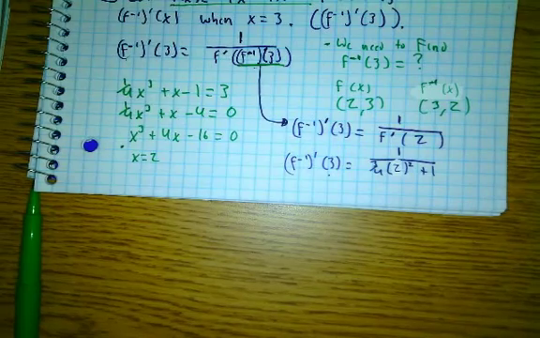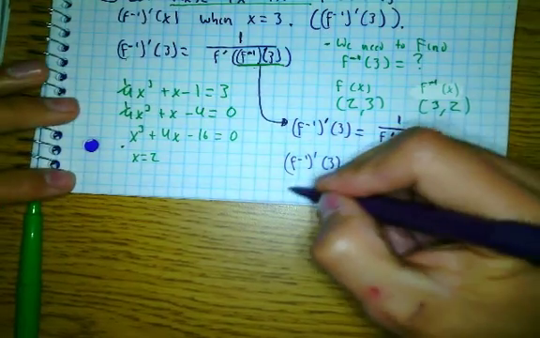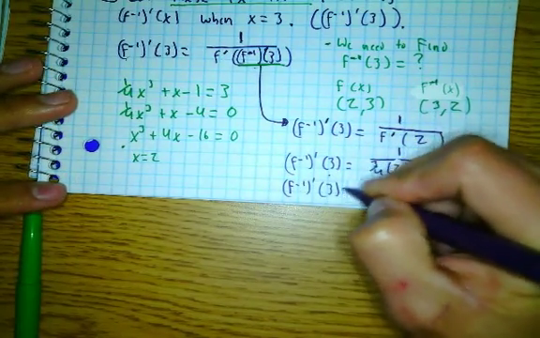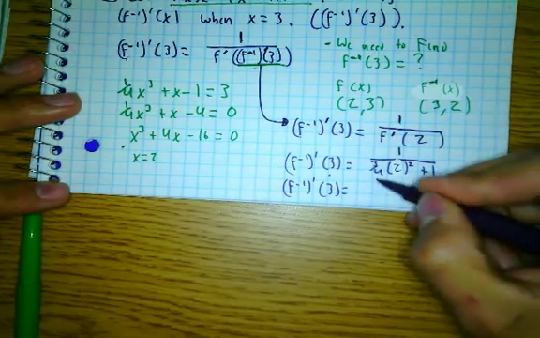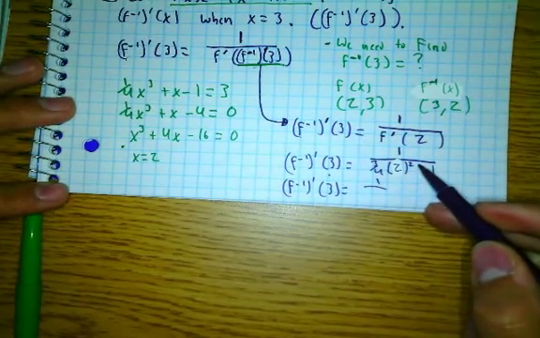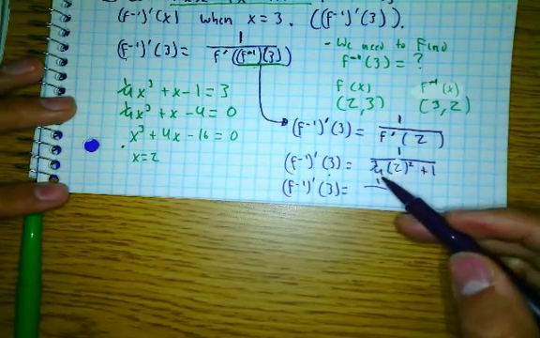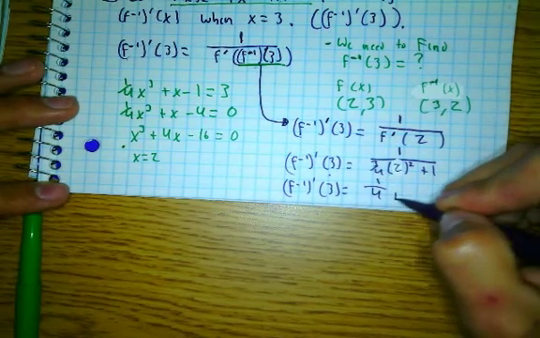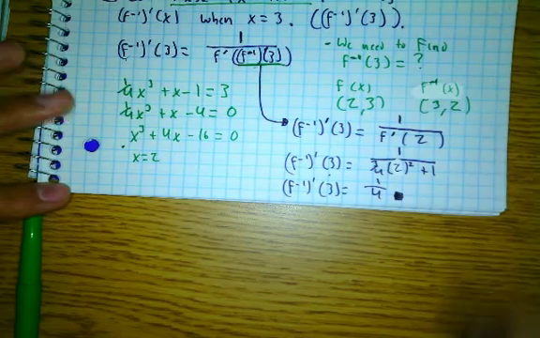So now from here we're going to just simplify. The derivative of the inverse function at 3 is going to be 1 over something. So 2 squared is 4 times 3/4 is 3 plus 1 is 4. So that means that the derivative of the inverse function of x at 3 equals 1/4.